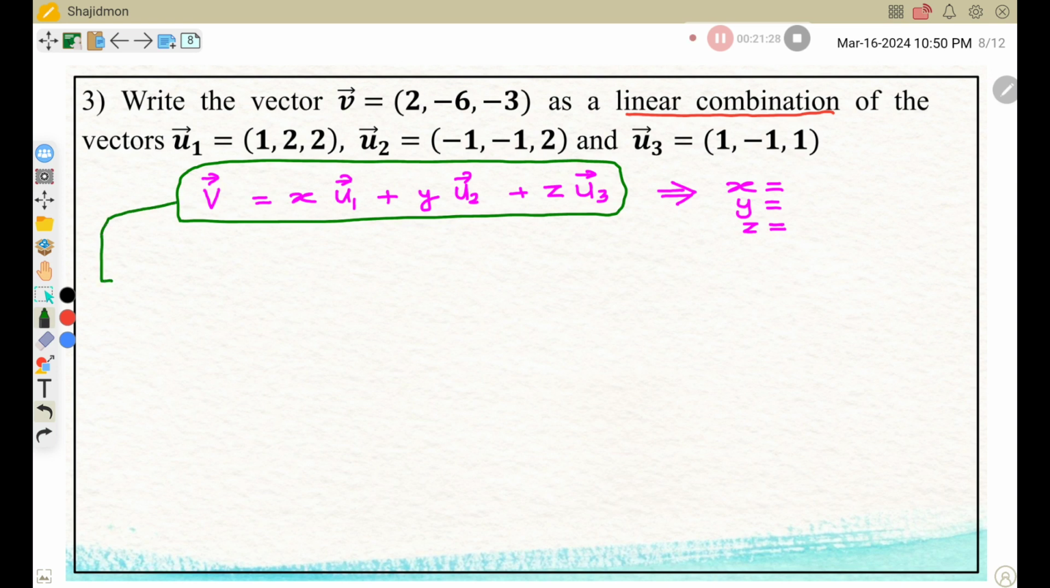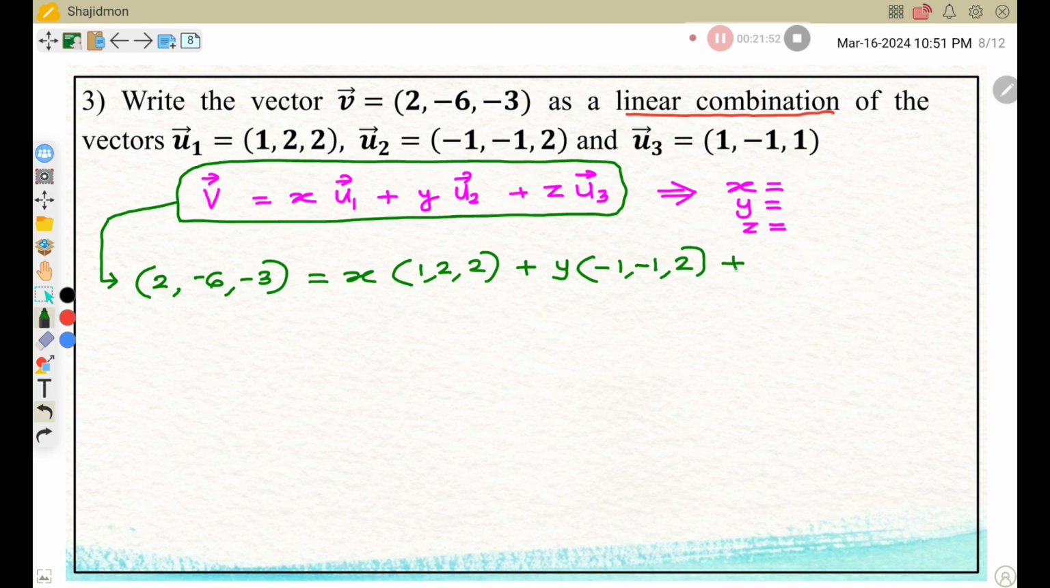So we will apply the values given in our question. Vector v is given. What is vector v? (2, -6, -3) equals x multiplied by vector u1. What is vector u1? (1, 2, 2), plus y multiplied by vector u2. What is vector u2? (-1, -1, 2), plus z multiplied by vector u3. That is (1, -1, 1). Okay, just apply the vectors in the first step.